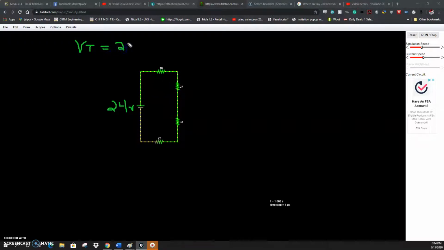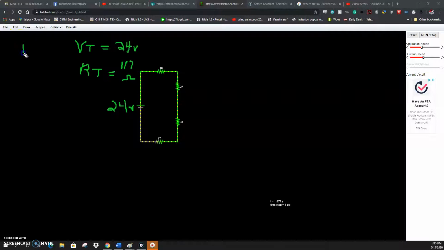And RT is just a matter of adding up all the resistors. So let's do that real quick. And then we can calculate our current. So 37 plus 33 is 70. So plus 47 is 117 ohms. So I have to kind of write that up here. I'm about out of room. Do it like that. 117 ohms of resistance.